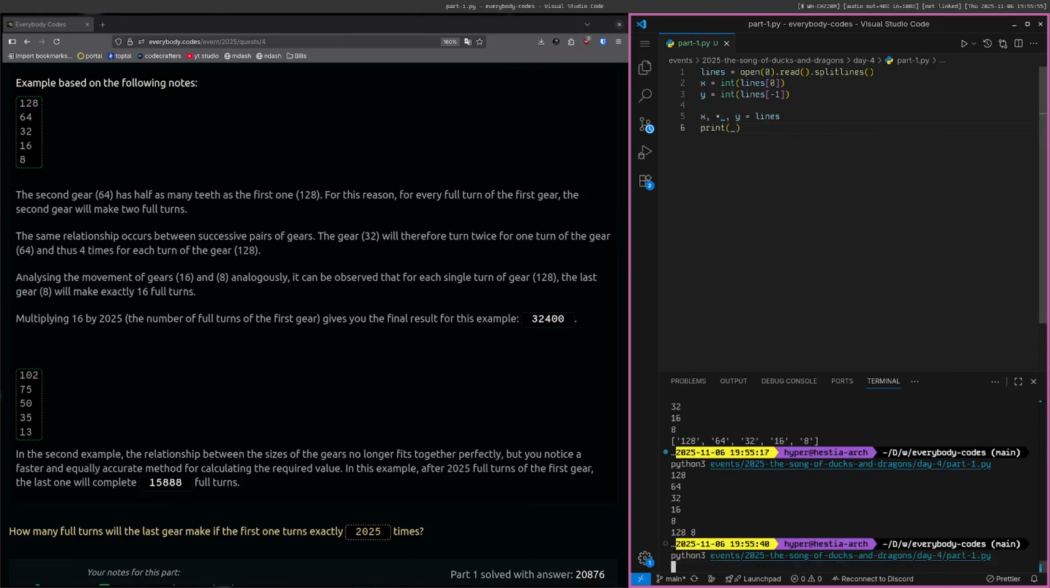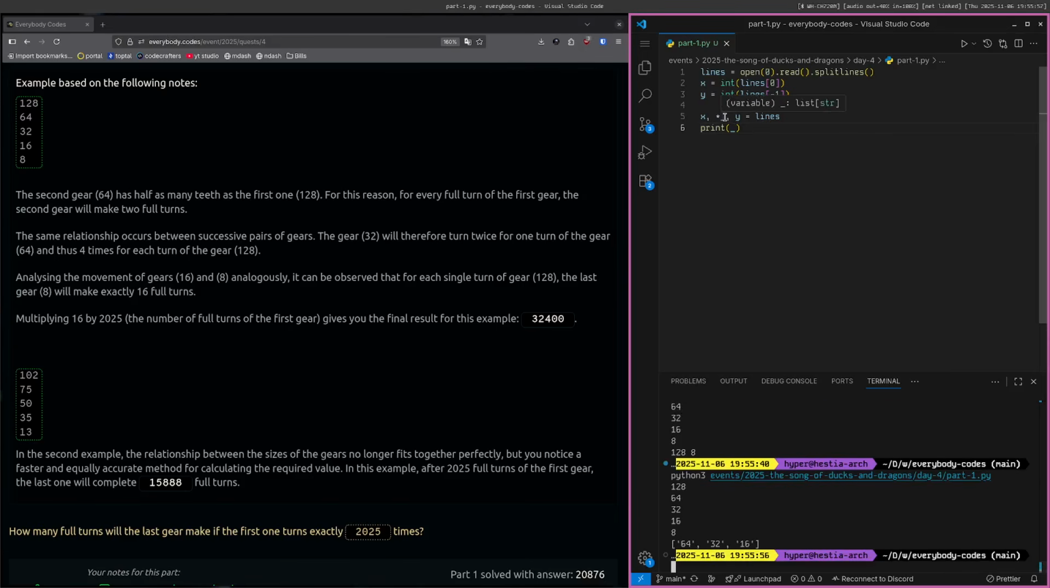The star notation here is a spread operator. What it does is make this a variable length value, which is a list that holds all of the remaining values. So we could also do something like x, y, *_, z to make x the first, y the second, z the last, and the underscore everything in between.